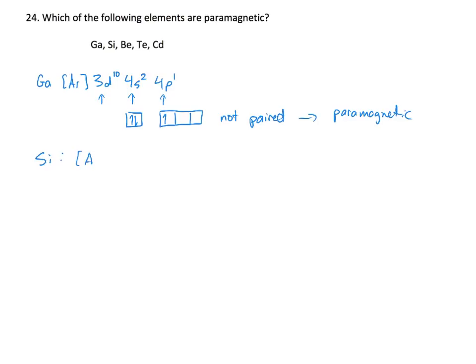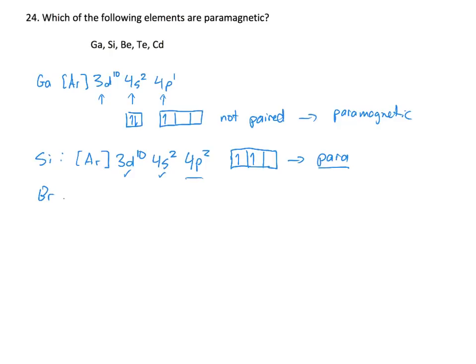Silicon is also in the same row, so it's also argon 3d10, 4s2, 4p2. We can ignore this shell and this shell because they are filled. They're not going to cause it to be paramagnetic, but we look at the outermost ones, the 4p2, which would, again, if you look at those p orbitals, put 2 electrons in. Following Hund's rule, we put 1 in each. This has 2 electrons that are not paired. This is also paramagnetic.